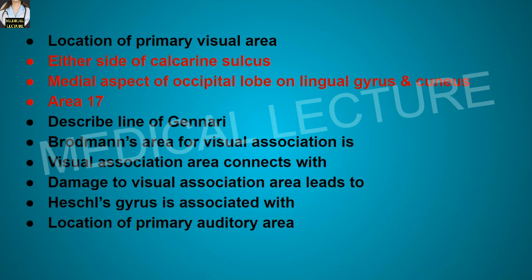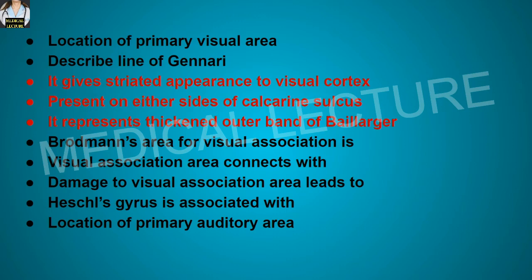What is the location of the primary visual area? It is area number 17 on either side of the calcarine sulcus and on the medial aspect of the occipital lobe, on the lingual gyrus and cuneus. Describe the line of Gennari. It gives a striated appearance to the visual cortex and is present on either side of the calcarine sulcus and basically represents the thickened outer band of Baillarger.